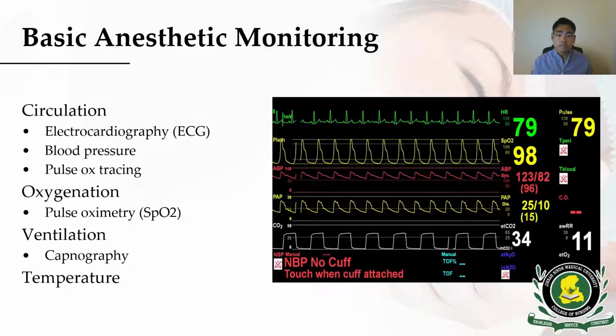And then additionally, if you think that there's going to be fluctuations in volume status or temperature, or if it's a lung case, then temperature must also be measured. And this is important because hypothermia can cause coagulopathy, so increased bleeding, and it can also increase your risk of surgical site infection.